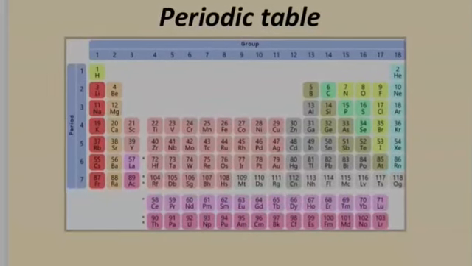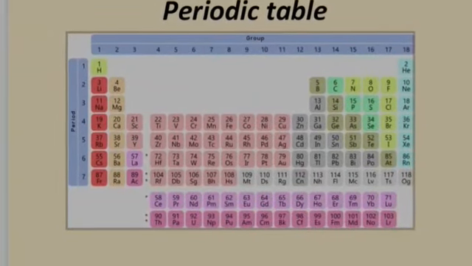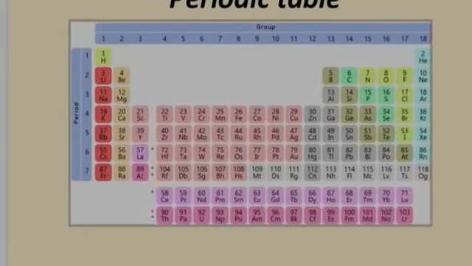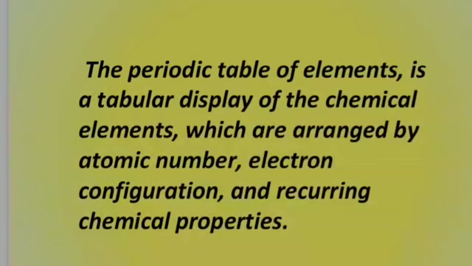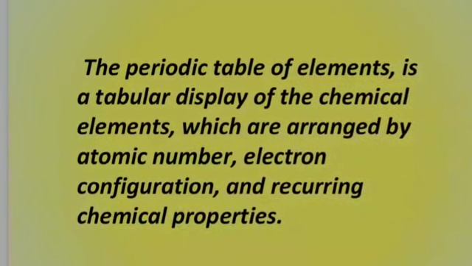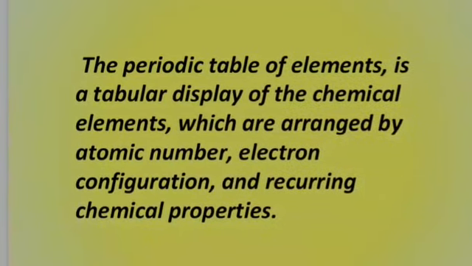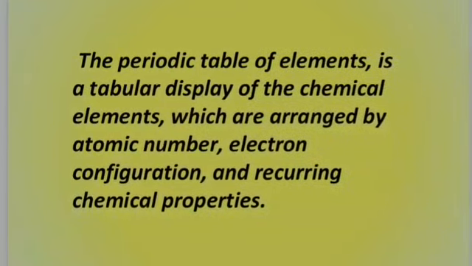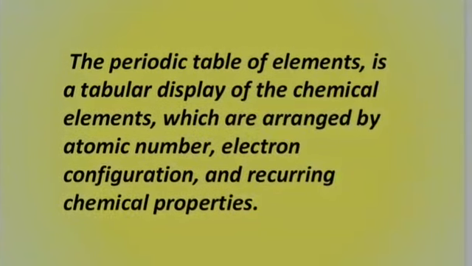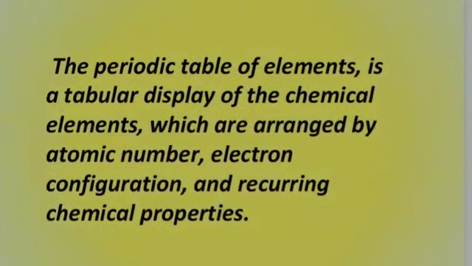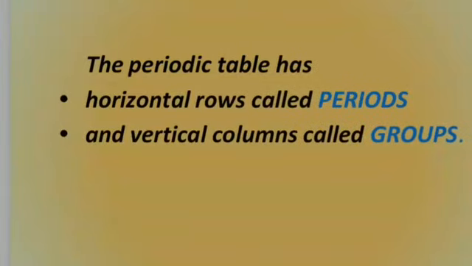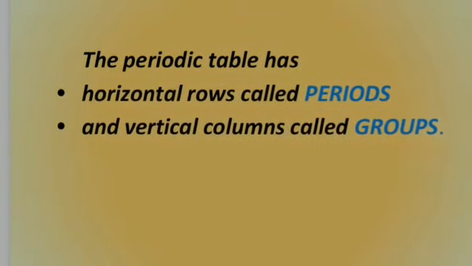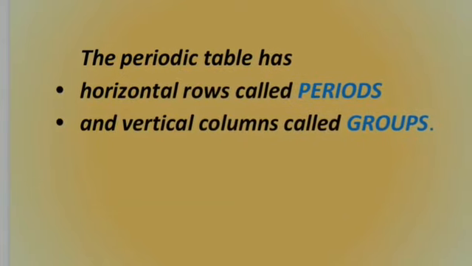The different elements that we have been studying are arranged in a chart called the periodic table. It was given by Dmitri Mendeleev. The periodic table of elements is a tabular display of the chemical elements which are arranged by atomic number, electron configuration and recurring chemical properties. The periodic table has horizontal rows called periods and vertical columns called groups.